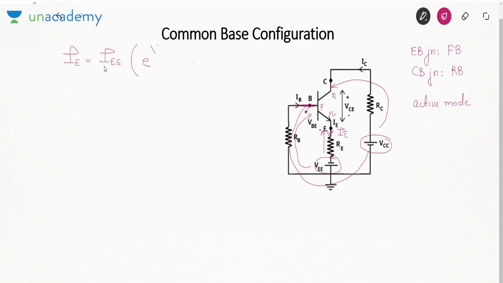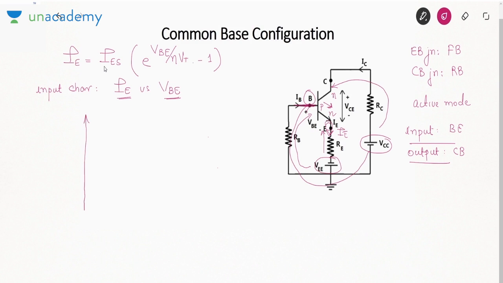Now, as I have told you, emitter current is simply IES e to the power VBE by eta VT minus 1. It is NPN, so we will not take VEB, but VBE. Why BE? Because the voltage of a diode is taken from P to N. P is base and N is emitter. Now, when we talk about input characteristics, it is between input current and input voltage. Input is taken at the base emitter junction and output at the collector base. Remember this. So input current is IE and input voltage is VBE.